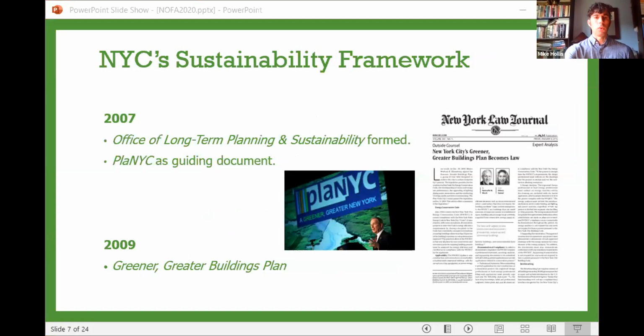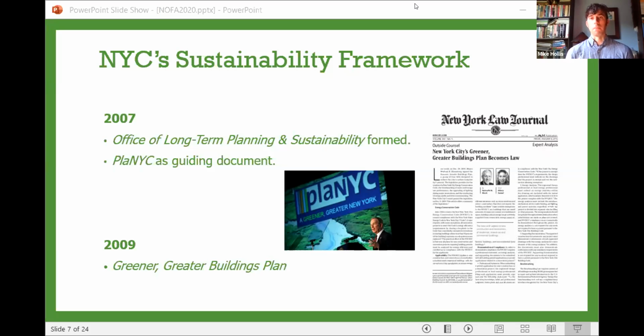Again, I'm going to go relatively quickly through the framework around which New York City operates sustainability initiatives. While sustainability certainly has had a presence in the environmental movement, and in New York City long before 2007, we're going to use 2007 as a starting point because that is when the Office of Long-Term Planning and Sustainability was formed in New York City. Along with that office was published the PlaNYC. So the PlaNYC became a guiding document for sustainability in New York City in 2007.